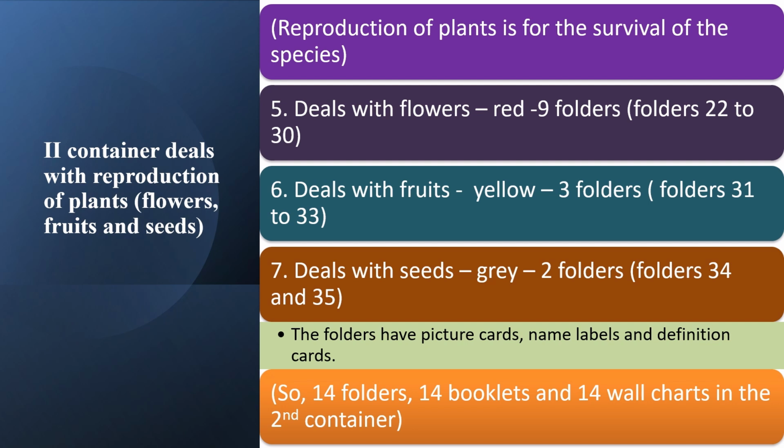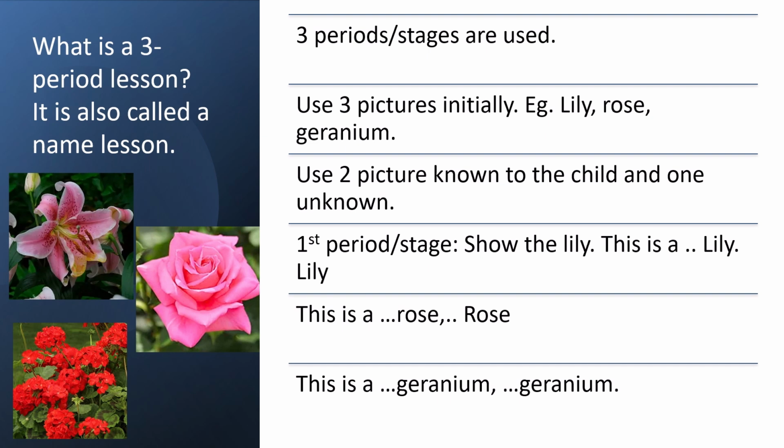The folders have picture cards, name labels, and definition cards. So 14 folders, 14 booklets, and 14 wall charts in the second container. What is a 3-period lesson? It is also called a named lesson. 3 periods or stages are used when we present the material.